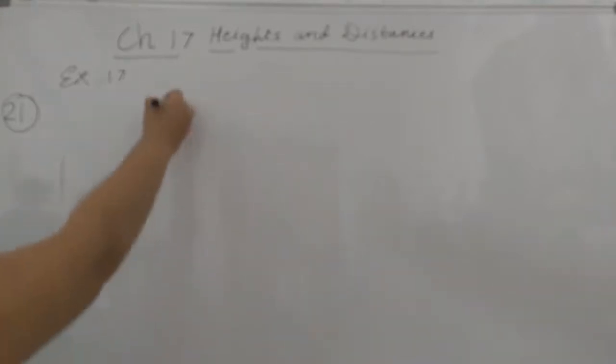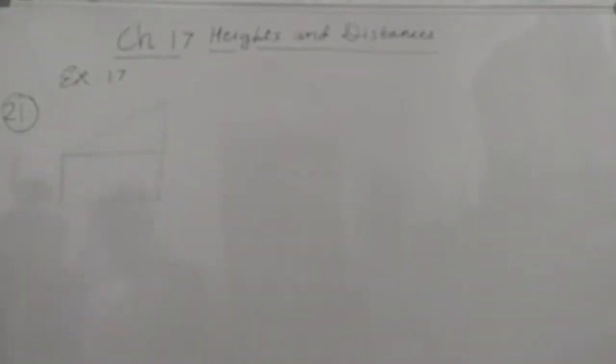Question number 21. From the top of a cliff 150 meter high. So the height of the cliff is 150 meter. The angles of depression of the top and bottom of a tower are observed to be 30 degree and 60 degree. Find the height of the tower. So here we first draw the figure. Here is the tower, and joining them horizontally, we get the figure like this.